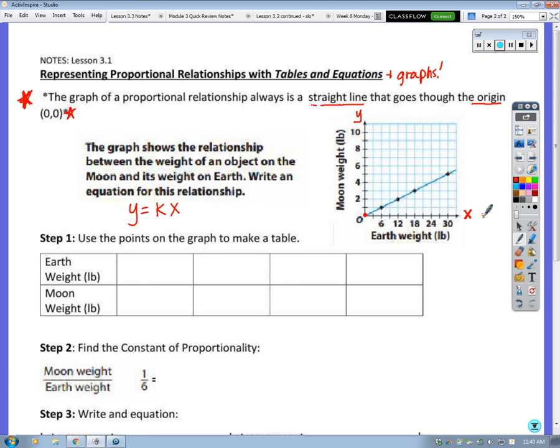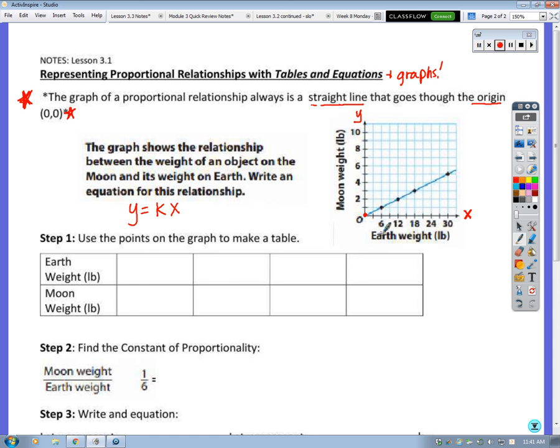Our independent variable and dependent variable. Oh, I did that backwards. Our dependent variable y and our independent variable x. So we've got the moon weight, and what it wants us to do is use the points on the graph to make the table. So we've got the weight something might be on Earth versus the weight it would be on the moon. So we've got these 1, 2, 3, 4 points here. We're going to use these 4 points to go ahead and fill in our table.